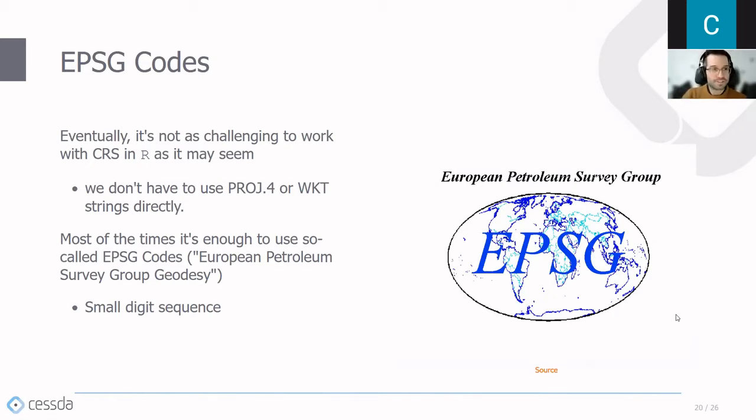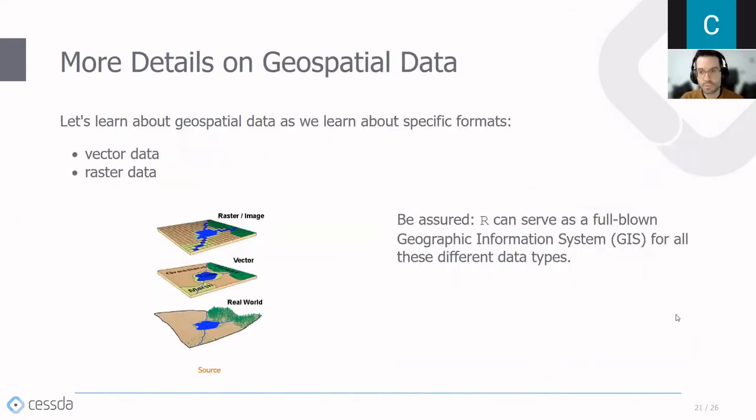There are even more details on geospatial data, but we will learn about this when we actually start with the coding. We will then learn more about vector data and raster data. Just to assure you, things might get a bit complicated already, but R can serve as a full-blown geographic information system nowadays. This is the main takeaway message I'd like to give you in this course: don't worry too much about using CRS. It's not different to other GIS, R can cope with that. So be aware of that.